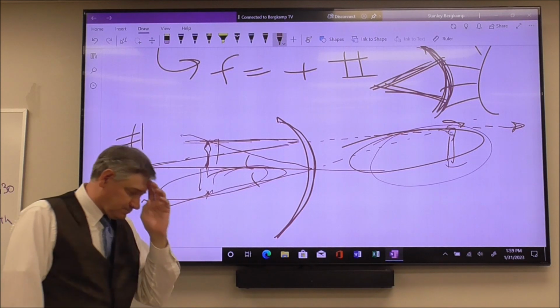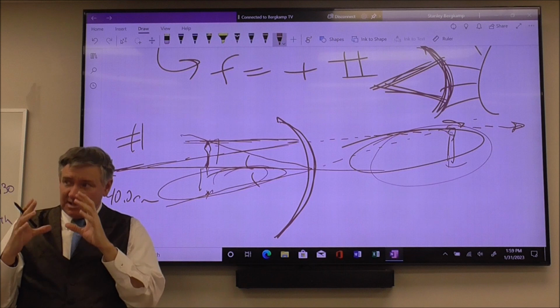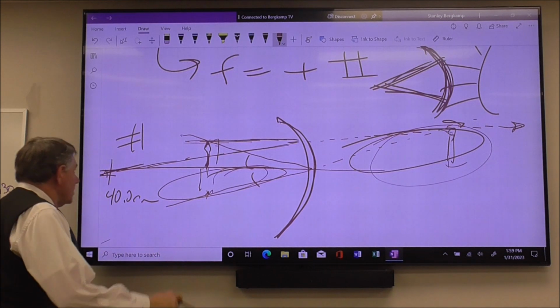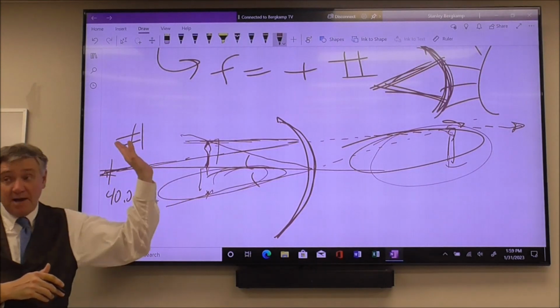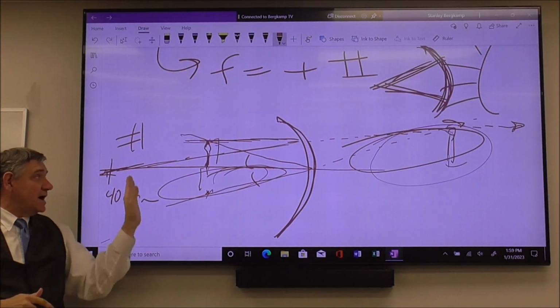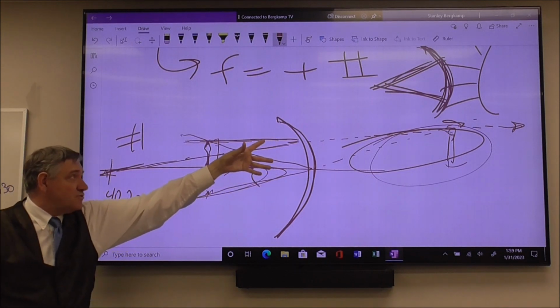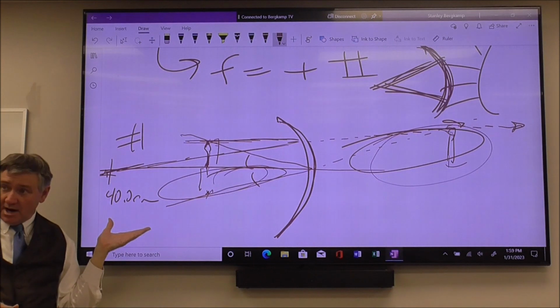But here's physically what's happening that allows you to see this. Your eyeball is here, and these rays are bouncing off this mirror, and they're hitting your eye.